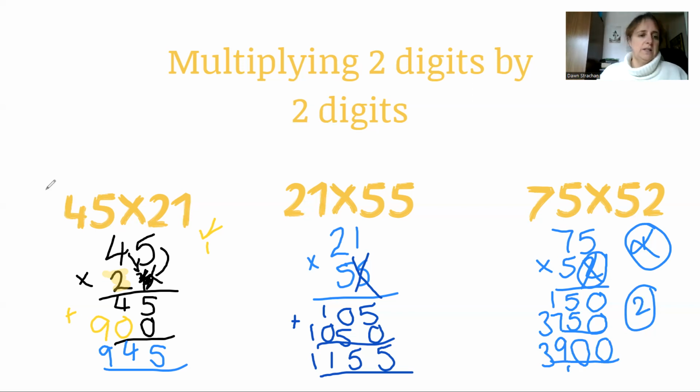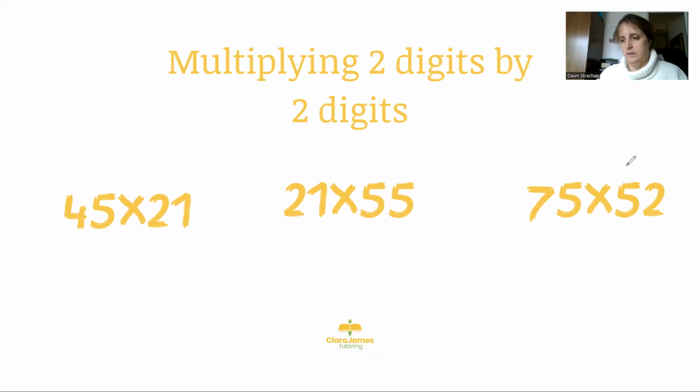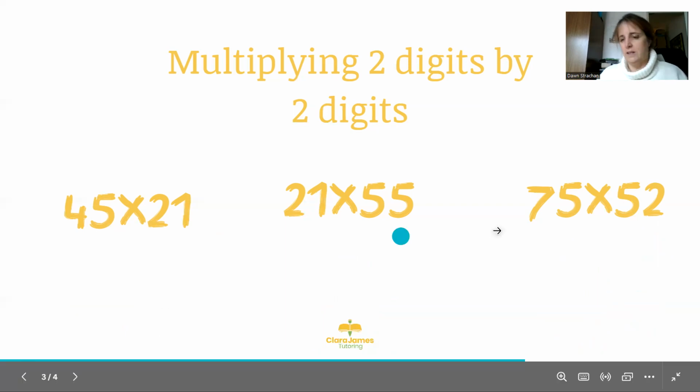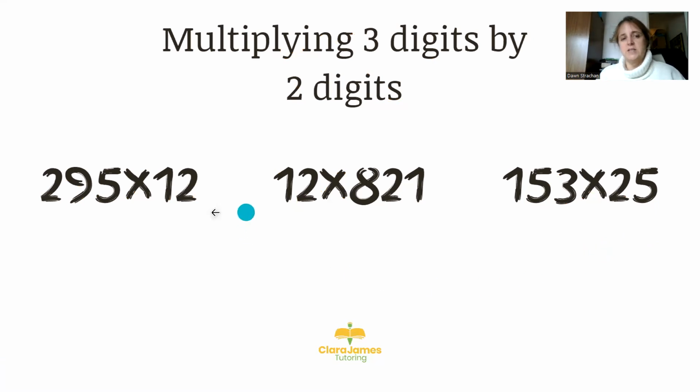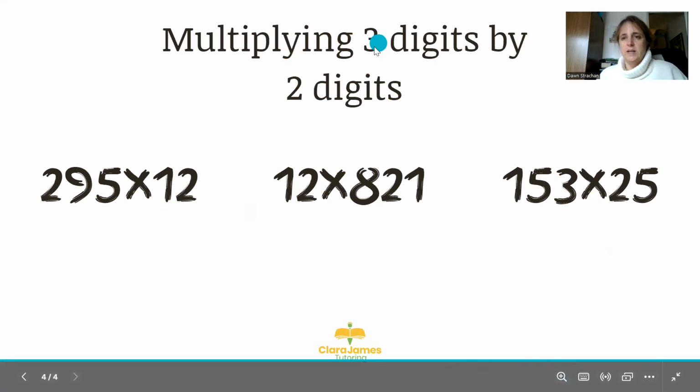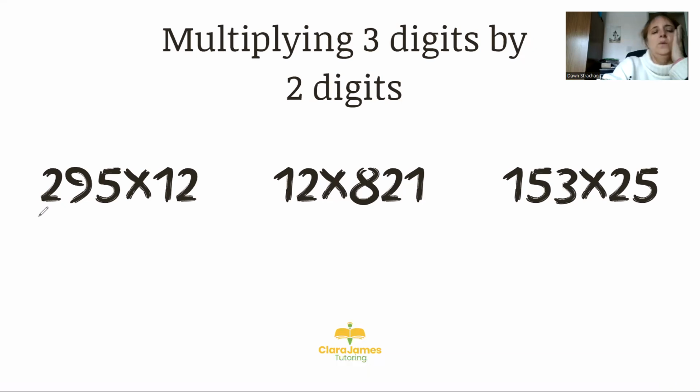Okay, so let's have a look. Final one. Get a bit more complicated again. Okay, this time we're multiplying 3 digits by 2 digits. So once again, a bit more challenging. So let's start with, once again, we'll pop it in. So we've got one sitting on top of the other. So 295 times 12.